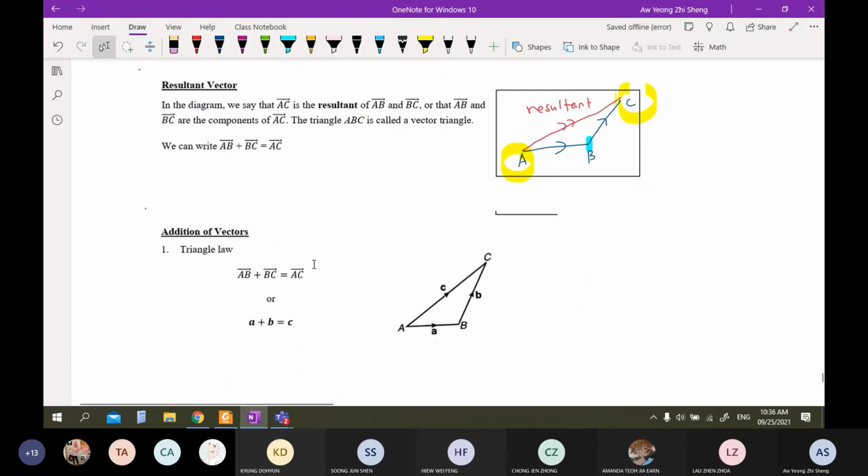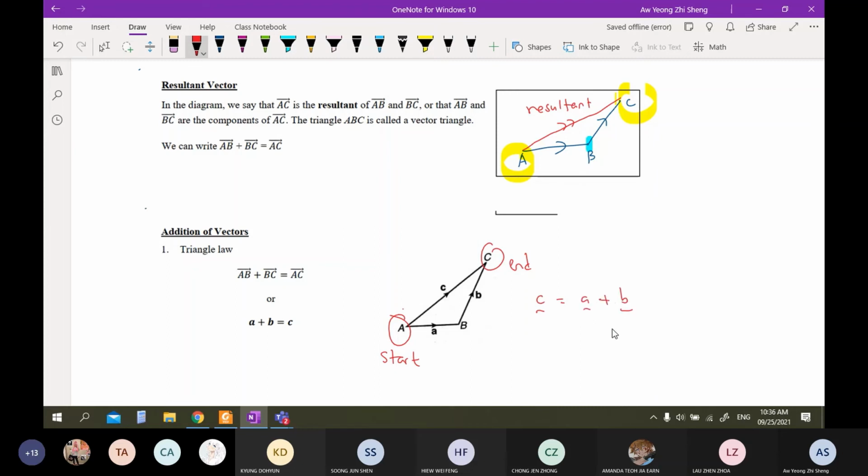The so-called triangle law will be similar to the diagram that we draw above. If you have the vector AB followed by BC, where the end of the first vector is the beginning of the second, which means vectors a and b are connected end to end, then the single vector that connects the very starting point to the very ending point is known as the resultant, and you can write C is the result of A plus B.